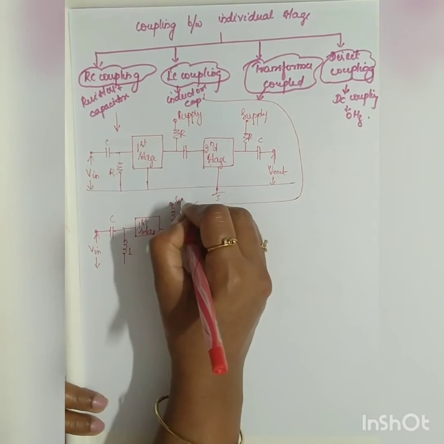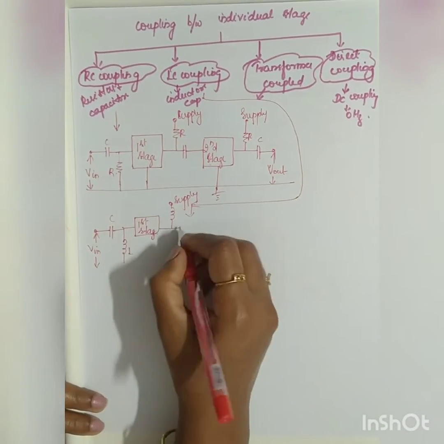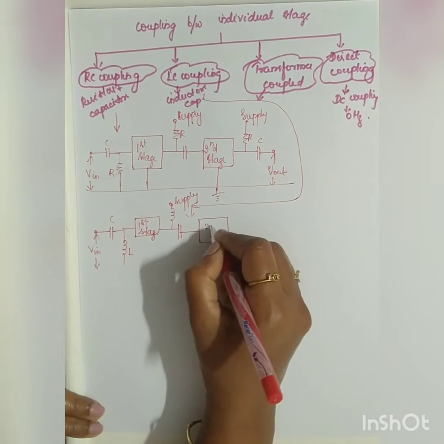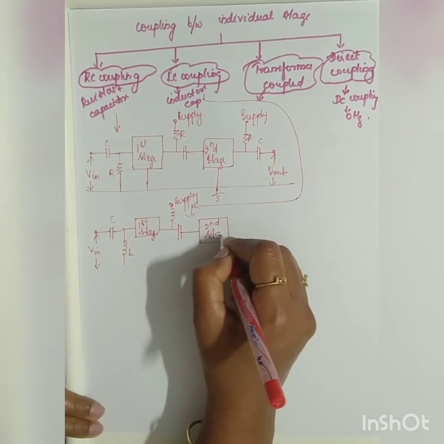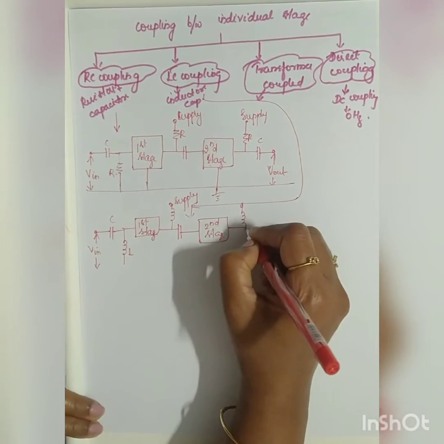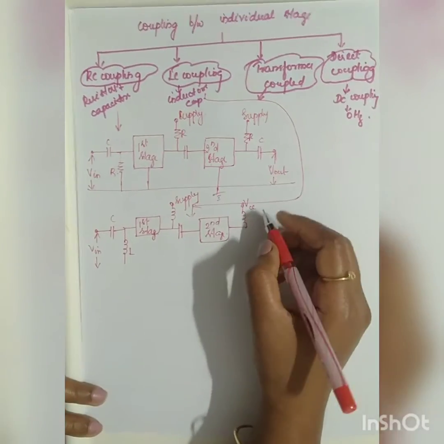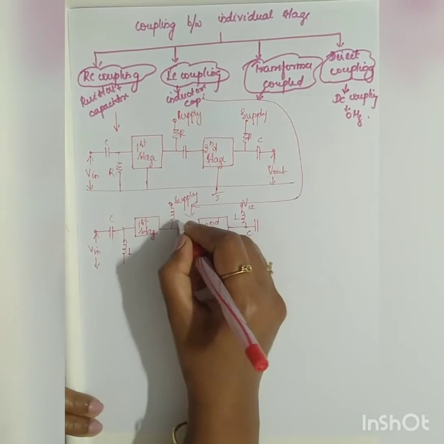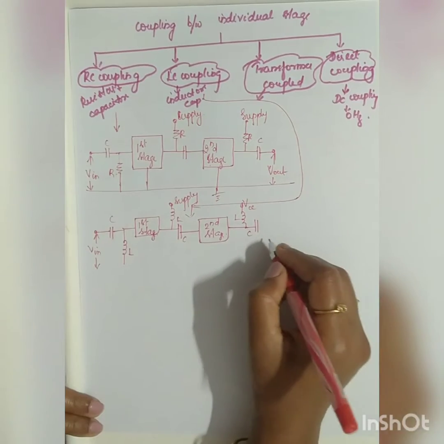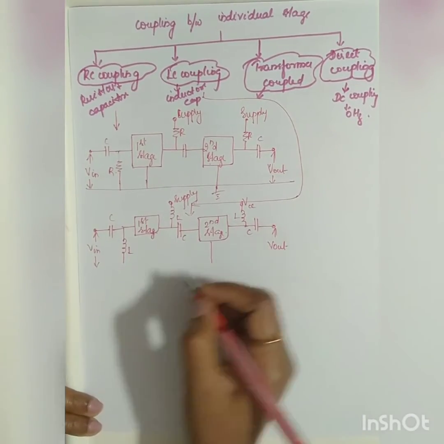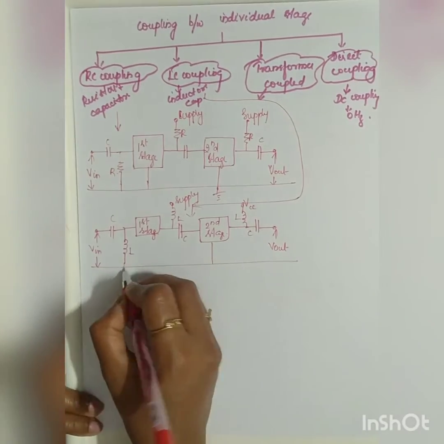Inductor will be connected to the supply. Then you have your C, which is fed as input to your second stage. VCC. VCC is nothing but your supply. Now LC, here also you have LC, from which you will be taking your corresponding output. So it is for two stage.